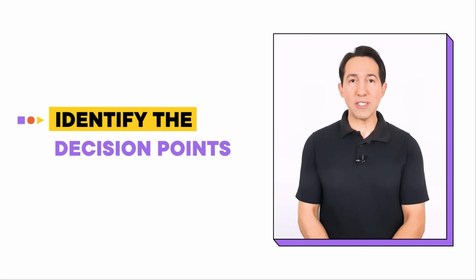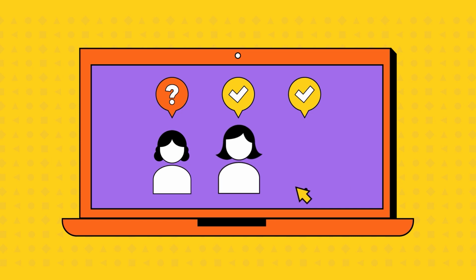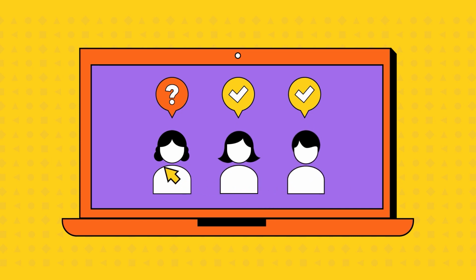Identify the decision points. In a scenario-based microlearning example, learners should be presented with decision points where they can apply the content and practice their skills. Identify the decision points in the scenario and create clear and realistic options for learners to choose from. For example, in the sales rep example, the decision points might involve selecting the most effective response to a customer objection, such as offering a solution or addressing the customer's concerns.